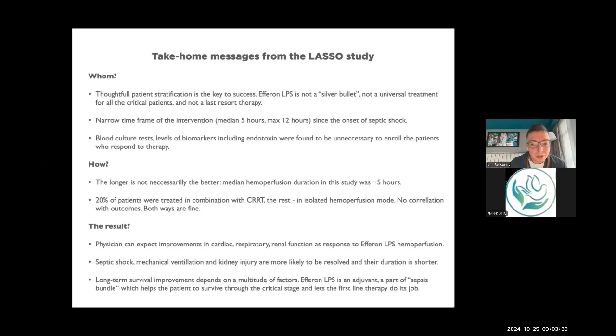And the results: cardiac, respiratory, and renal function respond first to Efferon LPS hemoadsorption. Septic shock, mechanical ventilation, and kidney injury are more likely to be resolved and their duration will be shorter. But long-term survival improvement depends on a multitude of factors. At least we can see that antibiotic removal is pretty much negligible here, and we do not put the patients under additional risk, decreasing the exposure to antibiotic drugs, the first line of therapy.